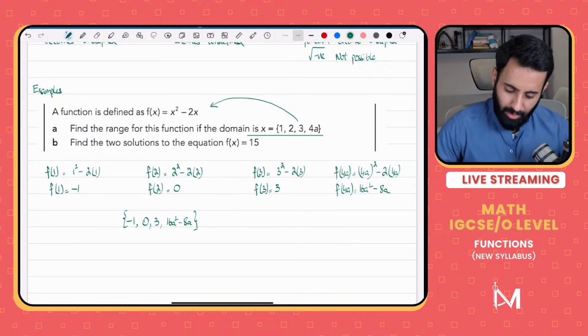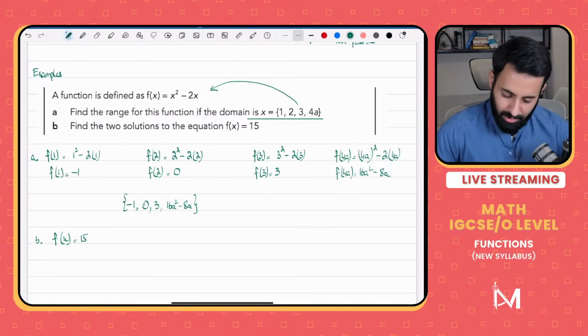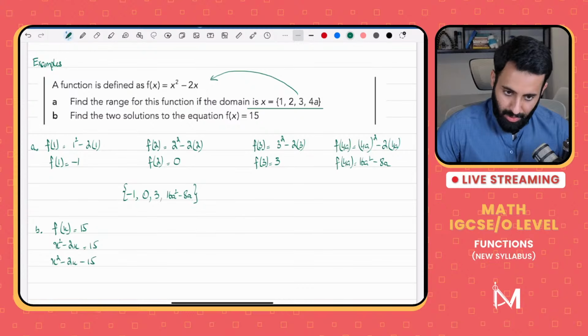Now, part 2. Fairly easy, part B, in fact. Let's see what it says. Part B says f of x equals 15. Now let's see what we can do. x squared minus 2x equals 15. Let's move all the terms over to the left-hand side. So this is what we have.